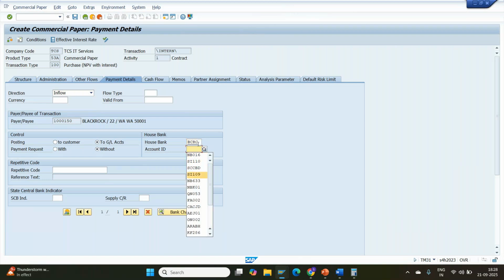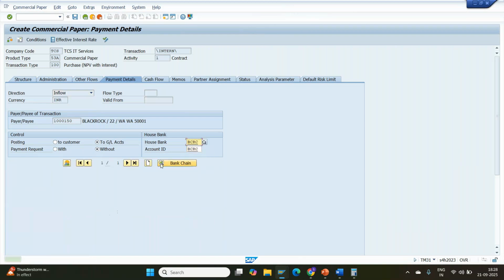So next I will do the payment details and I will enter here separately. Inflow is from the bank, okay? This is a bank account. Outflow, same here also. I will give the same bank.